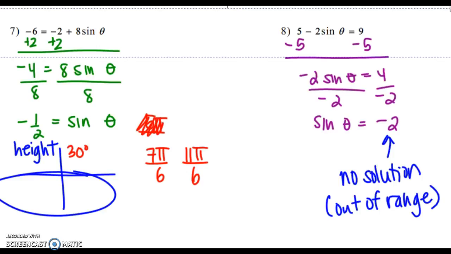Number 7, add 2 to each side, then divide by 8. You get negative 1/2 equals sine of theta. That's going to be, remember sine is your height, so 3rd and 4th quadrant. This is a 30-degree reference angle, 7 pi over 6, 11 pi over 6.